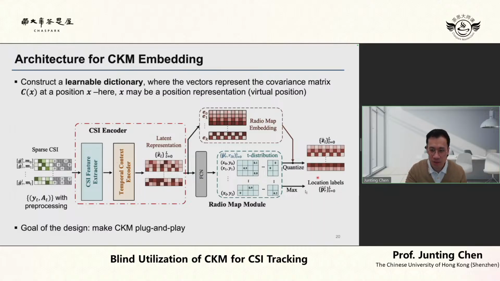And then we construct such a structure starting from sparse CSI input, and then we have a CSI module to extract the spatial correlation, the spatial information of the CSI, and then we have a module to extract the temporal correlation of CSI. Then we try to compare the latent CSI representation with what we have stored in the radio map embedding, and try to figure out where the location is, where we are. So let me briefly talk about each of the important modules.